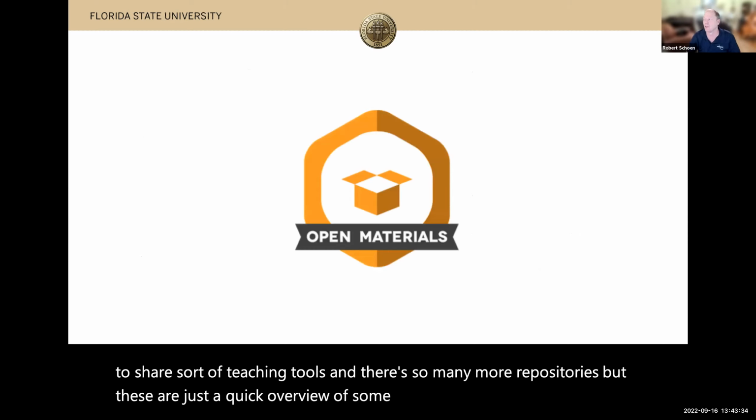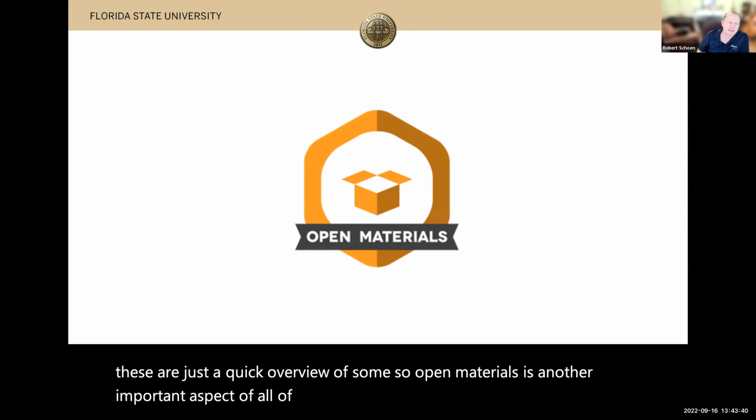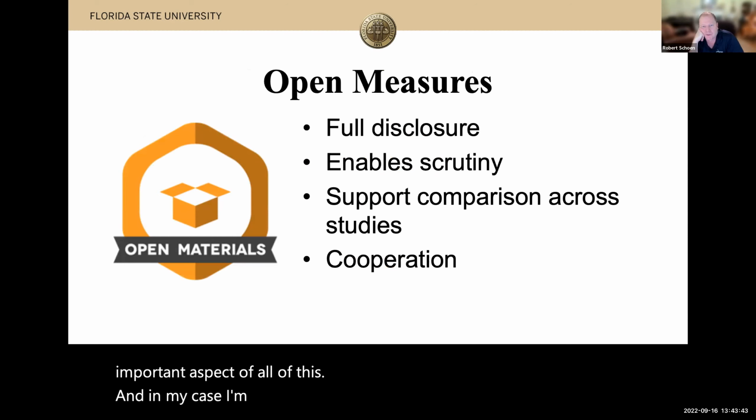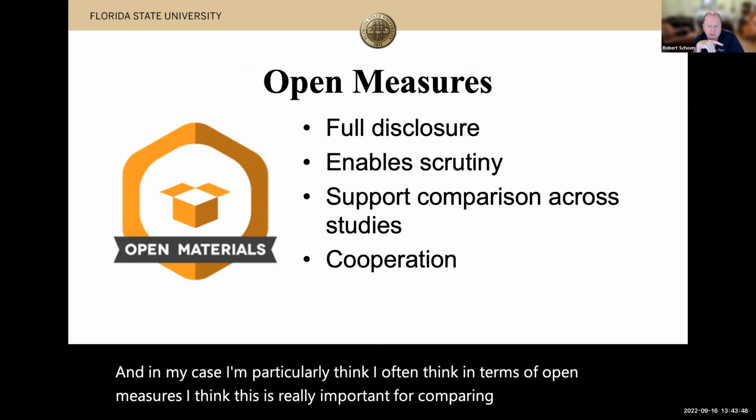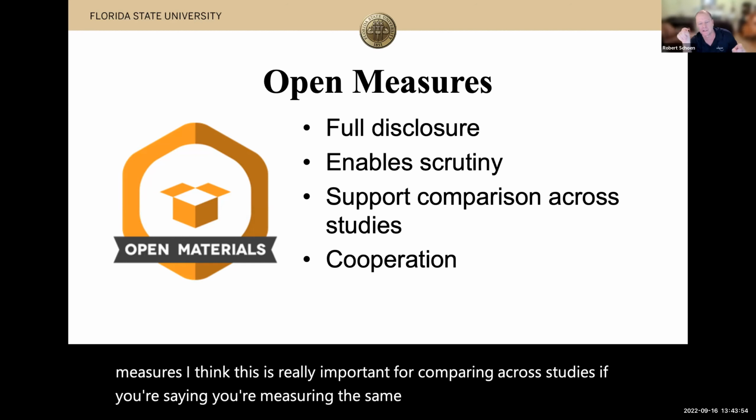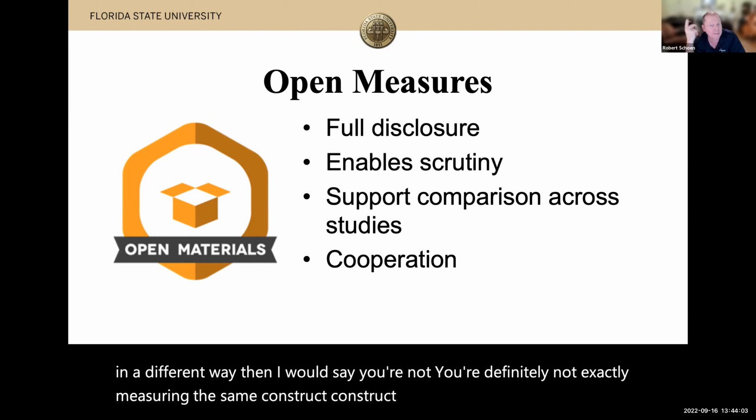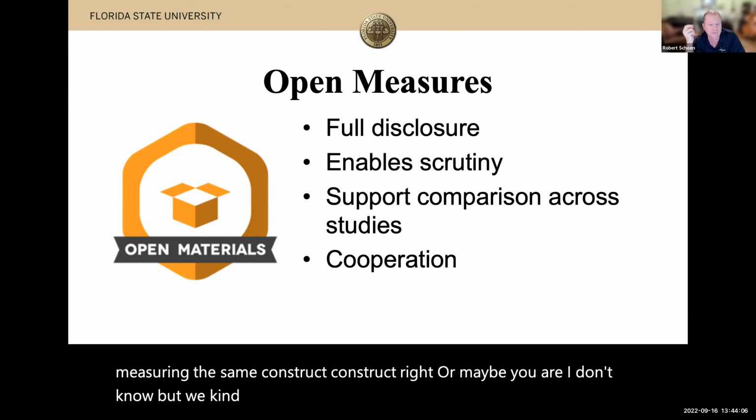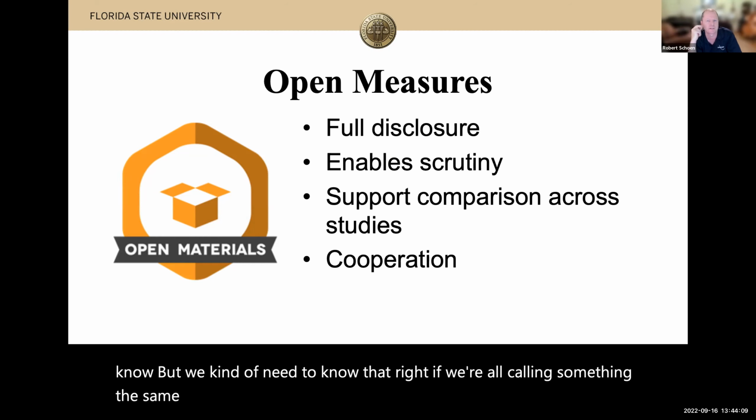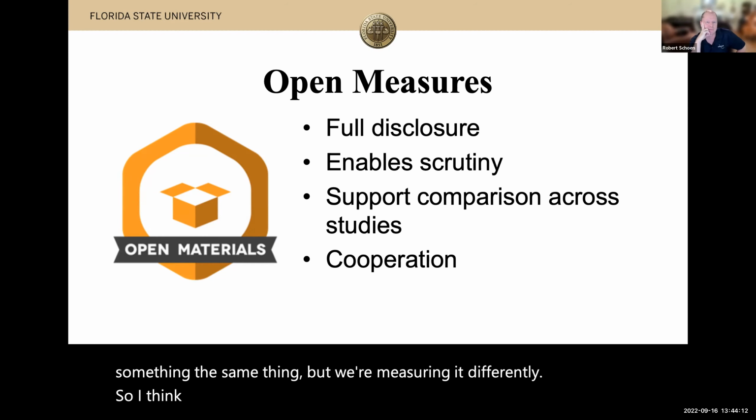So open materials is another important aspect of all of this. And in my case, I often think in terms of open measures. I think this is really important for comparing across studies. If you're saying you're measuring the same construct, but you're measuring it in a different way, then I would say you're definitely not exactly measuring the same construct, right? Or maybe you are, I don't know, but we kind of need to know that, right? If we're all calling something the same thing, but we're measuring it differently. So I think it really helps with full disclosure, which is a really important tenet of all of this.